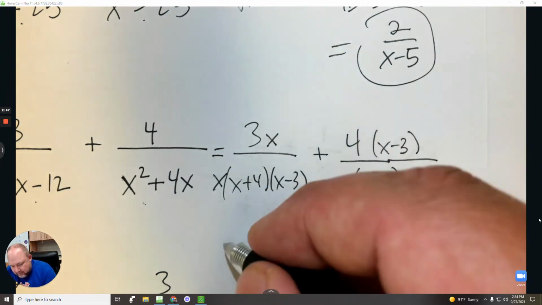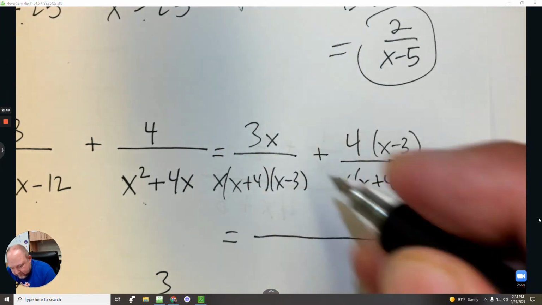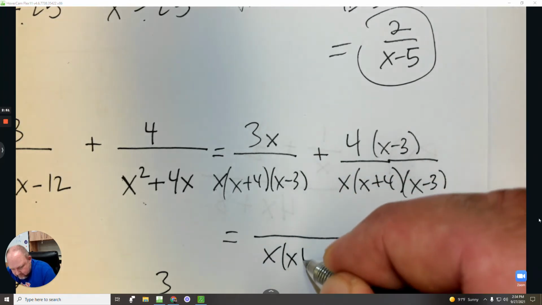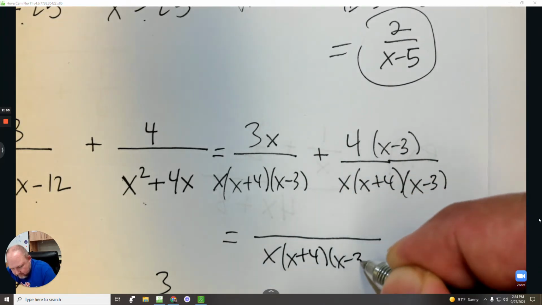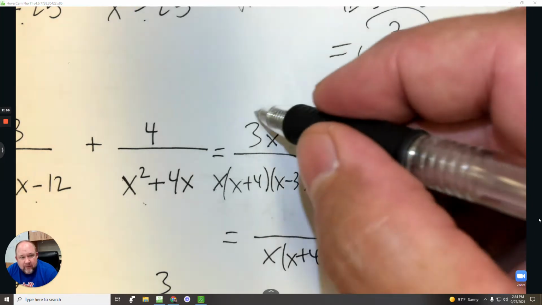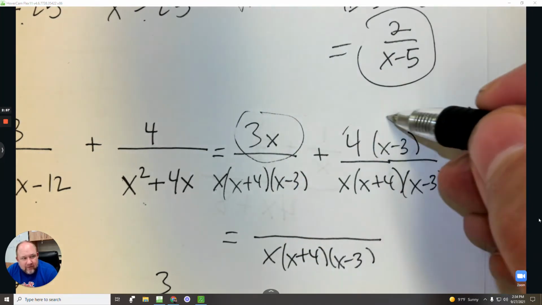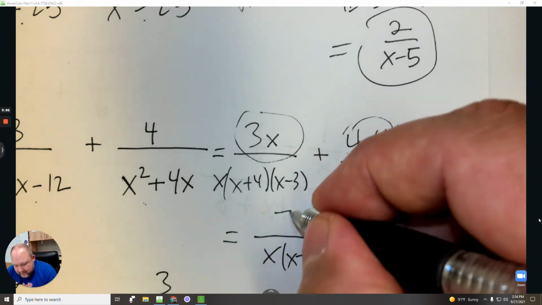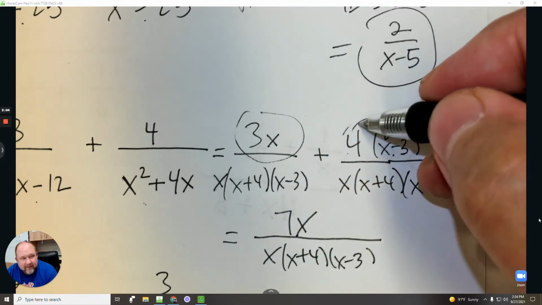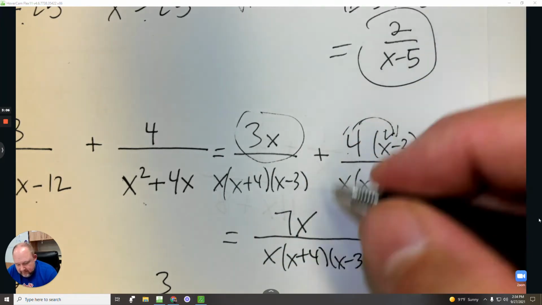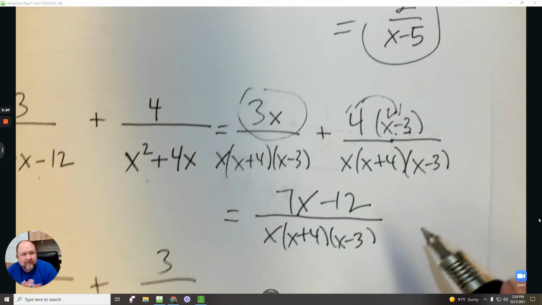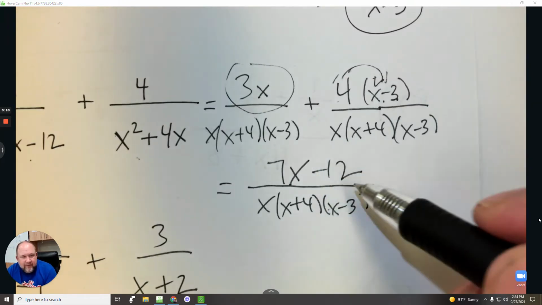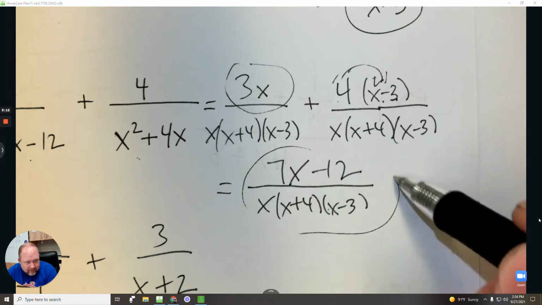At this step, we're going to combine it into one fraction. So we have 3x. 4 times x is 4x. So if I add them together, that's 7x. And then 4 times negative 3 is negative 12. This is not factorable, and nothing else simplifies here, and there's your answer.